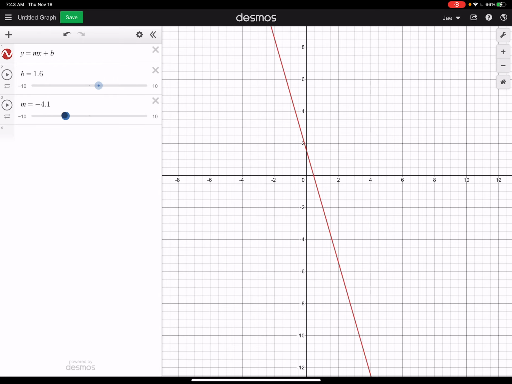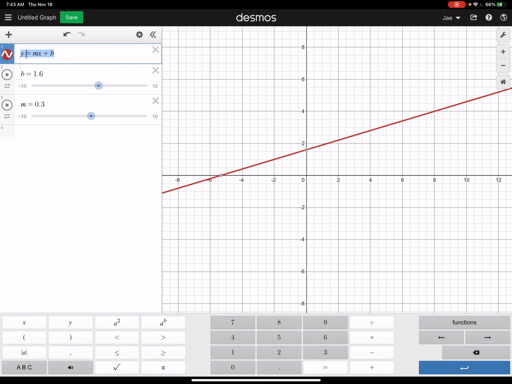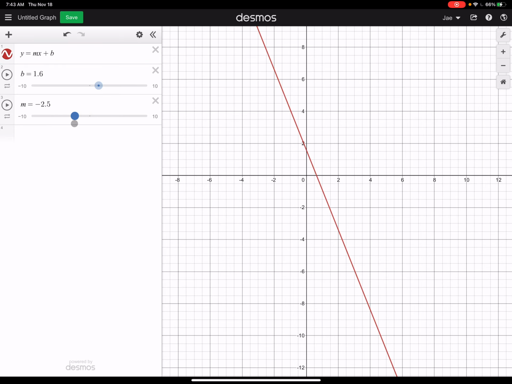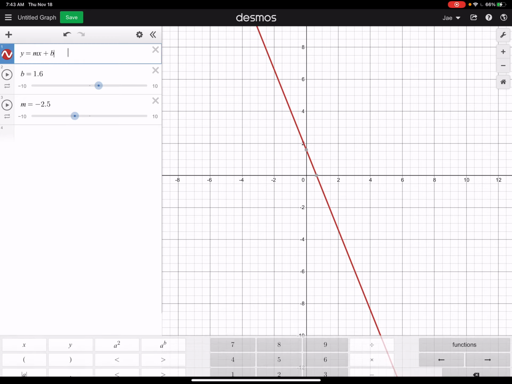Okay, so right here, this m controls the steepness of the line. So that's the first thing that we have to learn: y equals mx plus b. The b, which is the y-intercept, controls the y-intercept, and the m controls the steepness of the line. Okay, so all you need to know is that.